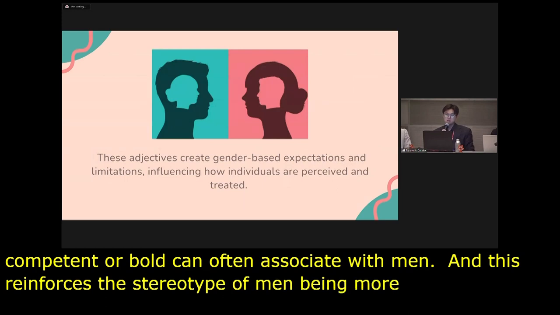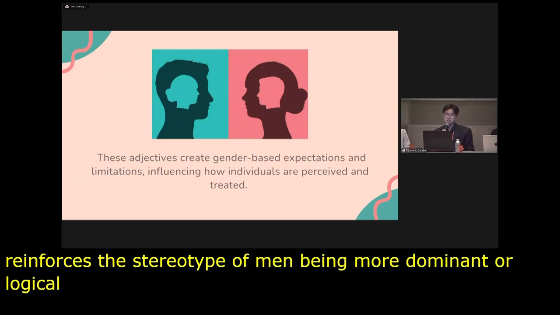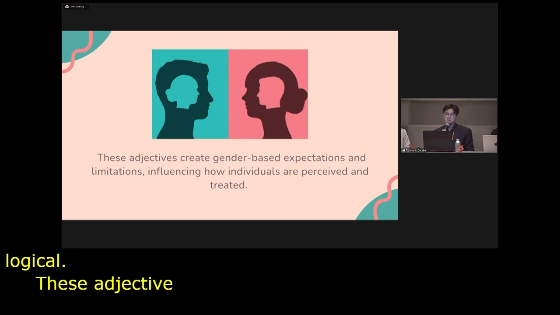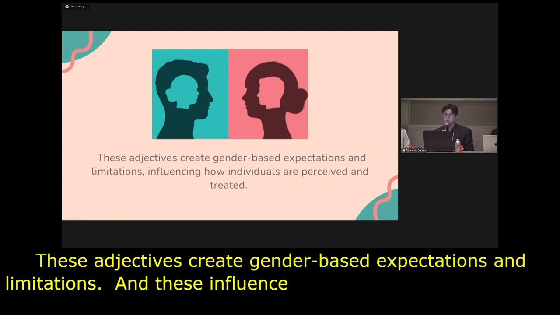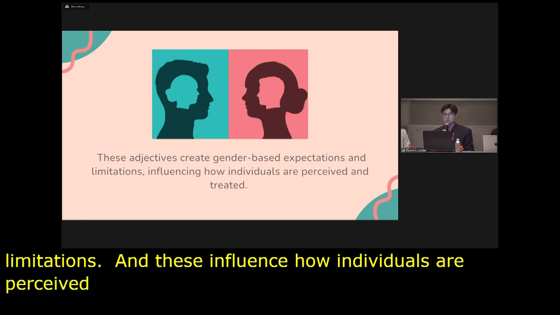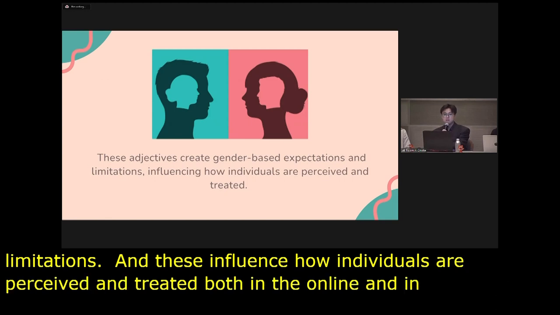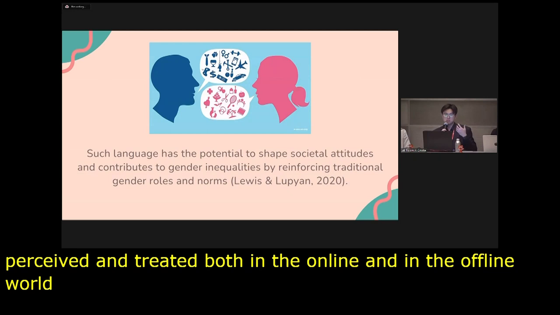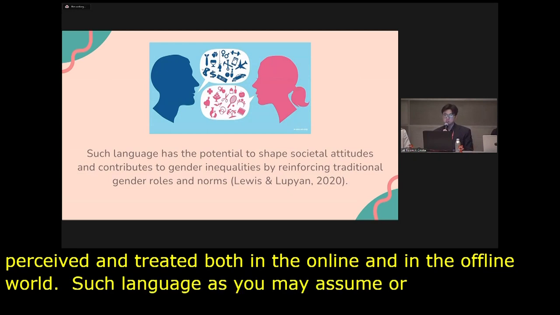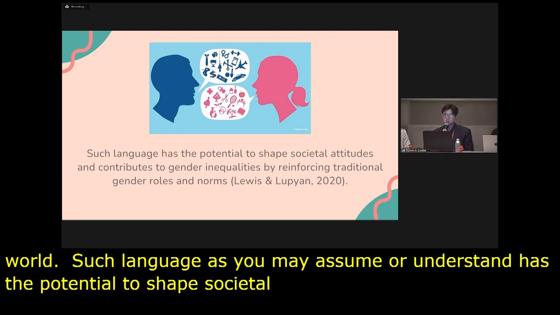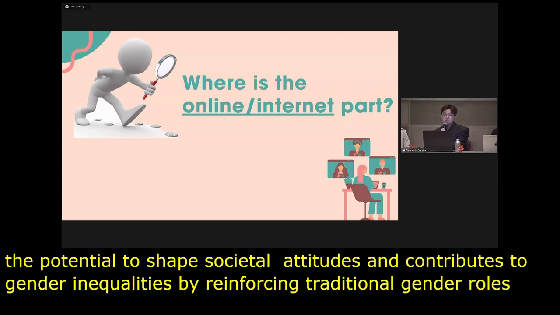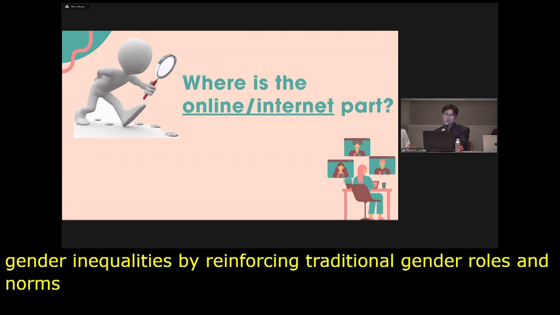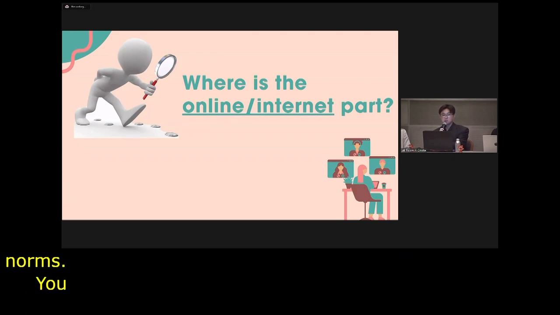Now, these adjectives create gender-based expectations and limitations, and these influence how individuals are perceived and treated both in the online and in the offline world. Such language has the potential to shape societal attitudes and contributes to gender inequalities by reinforcing traditional gender roles and norms. Now, you may be wondering, so where is the online or internet part of this workshop? Well, we're getting to there.